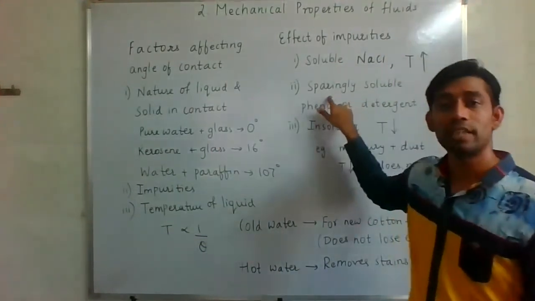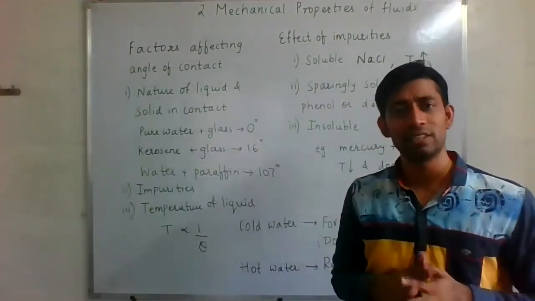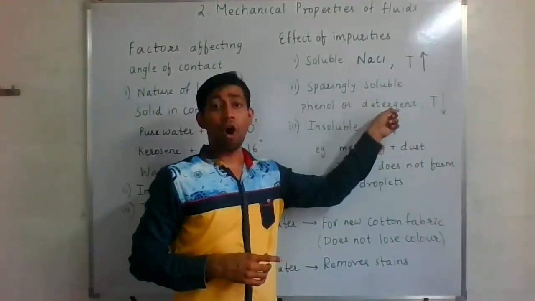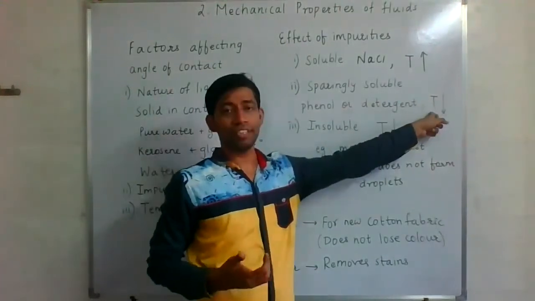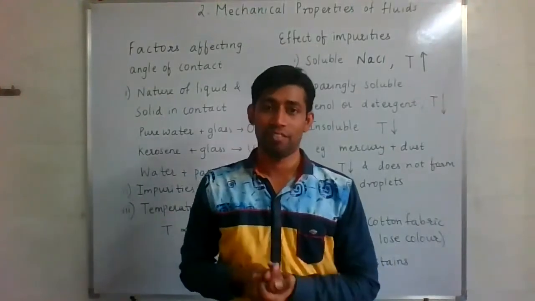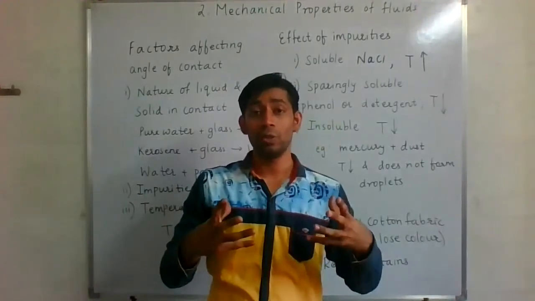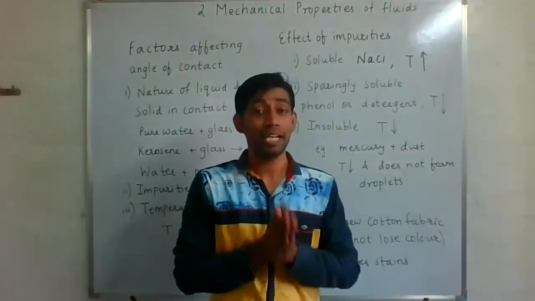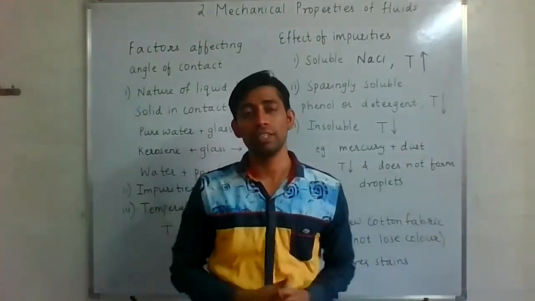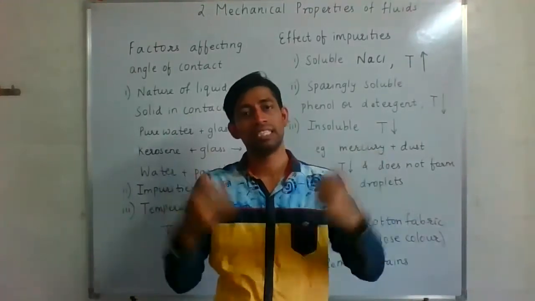Let's talk about the second impurity, which is sparingly soluble, not completely soluble. To some extent, it is soluble. The example given is phenol or detergent. So surface tension decreases. I already told you in our previous lecture that detergent decreases surface tension, and because of decreasing surface tension, the water molecules are free. Cohesive forces are reduced to a large extent, and water molecules can reach the corners of the clothes where stains are present and can remove the stains.